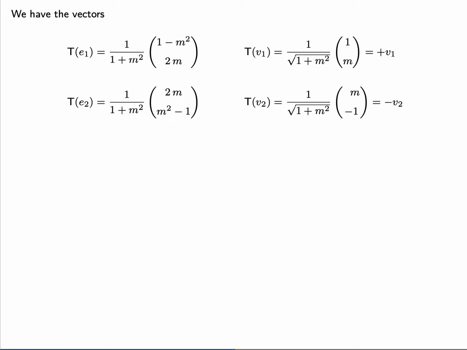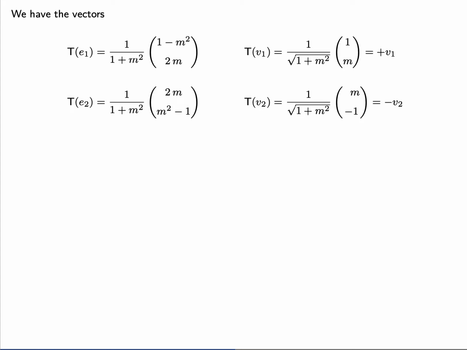In particular, let's take T and apply it to these vectors e1, e2, v1, and v2. If we take the standard basis vectors e1 and e2, T sends these to the two vectors that you see on the upper left-hand part of your screen. On the other hand, if we take T and apply it to the new vectors, remember that v1 tells us the direction of the line L, and v2 tells us the direction of the perpendicular line L perp.